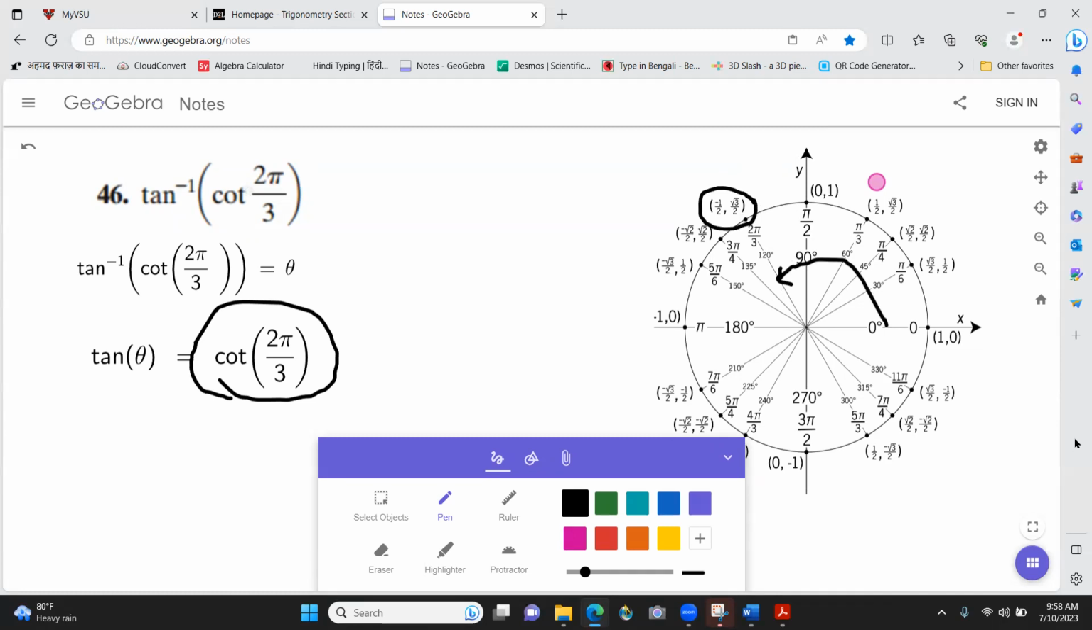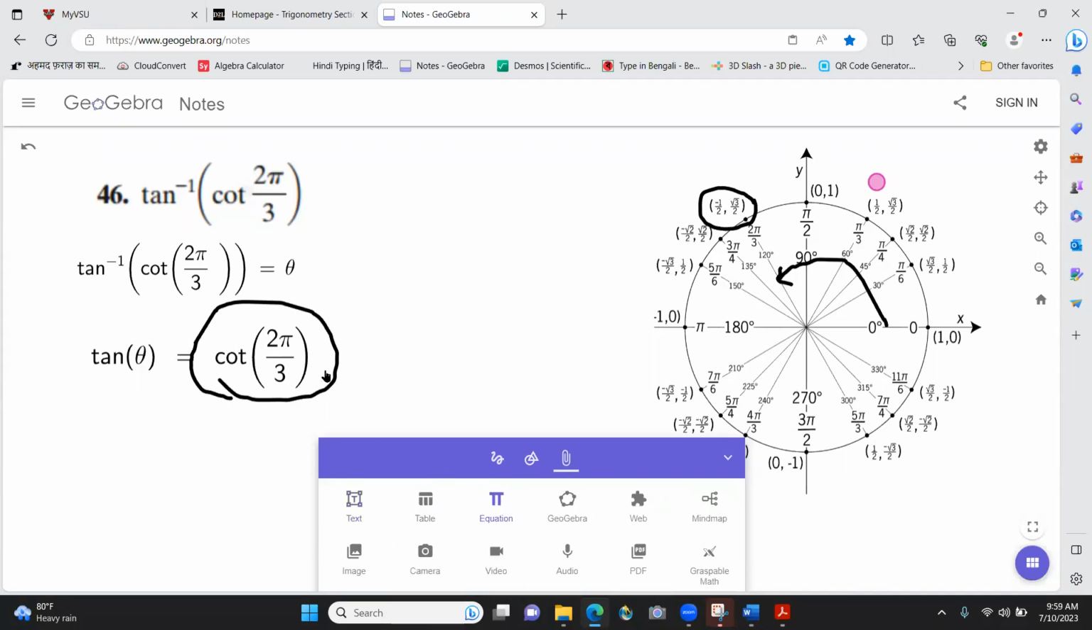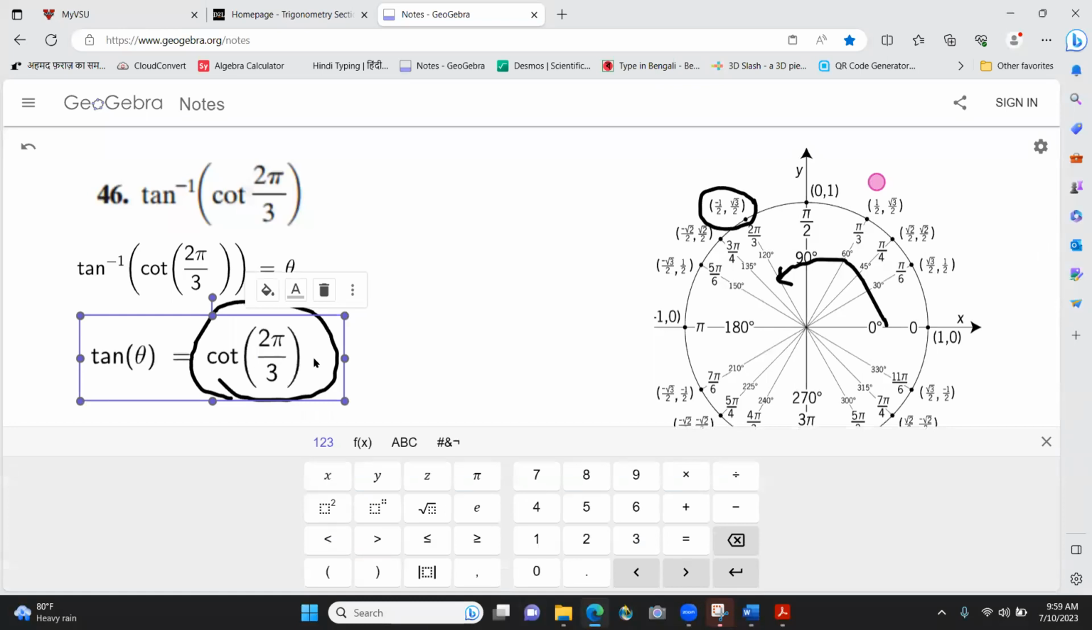Again, cosine over sine. If you do cosine over sine, this over this, you're going to get negative 1 over square root of 3. This value from the unit circle turns out to be, and I'm going to double check just to make sure I didn't make a mistake, if you divide negative 1/2 by the square root of 3 over 2, cosine over sine, you're going to get negative 1 over square root of 3.